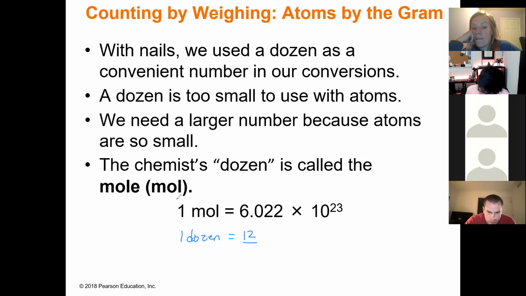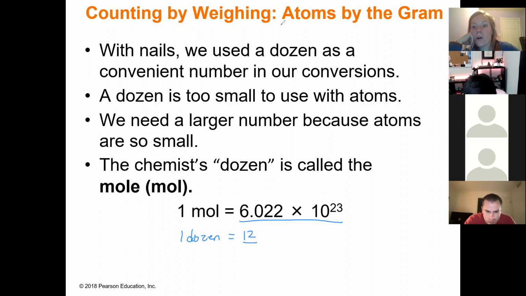So this definition applies to anything. 1 mole of carbon is equal to 6.022 times 10 to the 23rd carbon atoms. 1 mole of people is equivalent to 6.022 times 10 to the 23rd people. There have probably not been that many people in all of humankind, because it's a very, very large number. Don't write it out. Use the exponent button on your calculator.